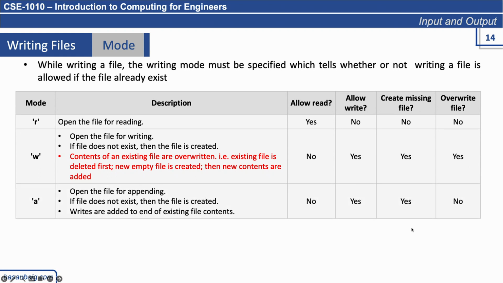Then we have a method. So A is for append. So open the file for appending. If the file does not exist, it automatically creates that file. So it appears that the A method is more suitable for writing the file. If it already exists, then you would want to append the new data into the existing file at the end of the existing file contents. So let's see this again, the append method.